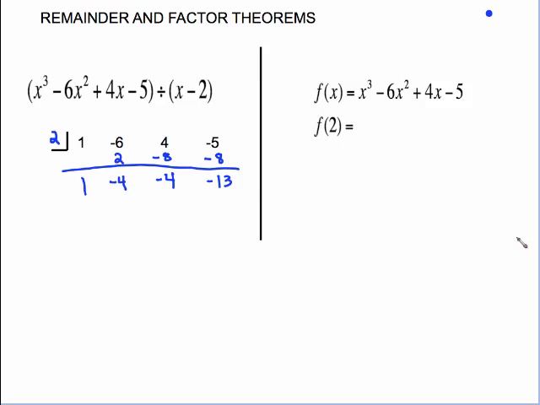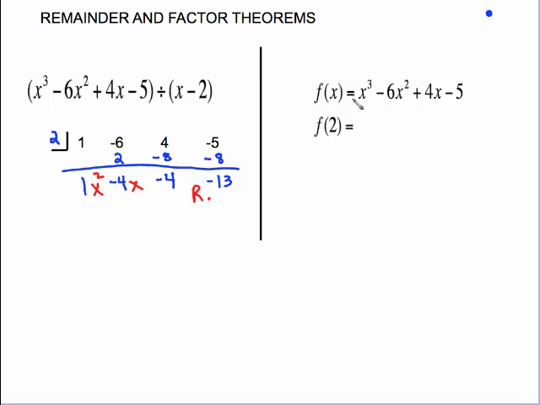Now remember what those numbers stood for. Those numbers stand for a particular polynomial. Since this was x cubed, then this will begin with x squared. And this will be x minus 4. And this negative 13 is the remainder. More about that in a minute.